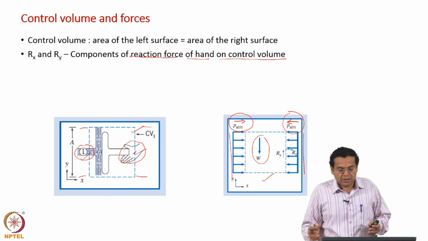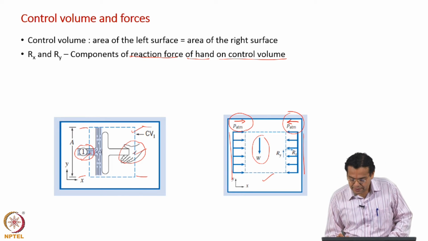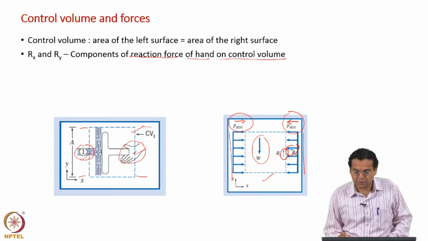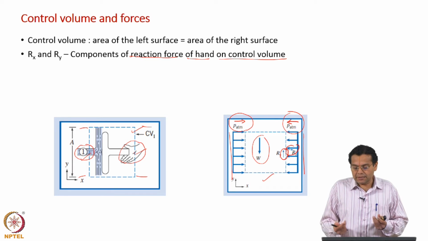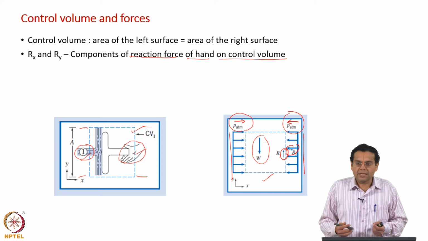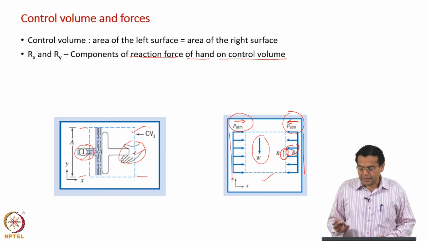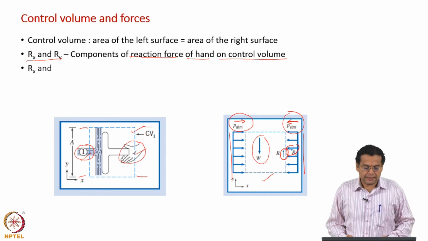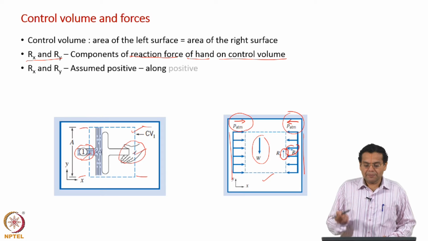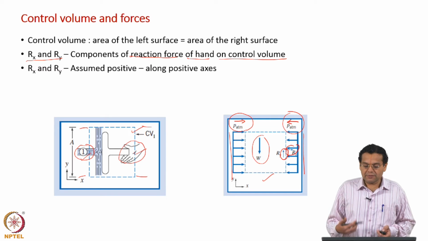Now, to begin with, we will not know what is the correct direction. So, by convention we take R x and R y to be positive along the x and y axis. Eventually, we may find out that it is negative, which then we will say we have to exert force in the opposite direction. But to begin with, and analyzing any example, we take the direction to be positive along the x axis and y axis. So, R x and R y are components of reaction force of hand on control volume, and then R x and R y are assumed positive along the positive axis. End result may not be same, it may be negative, we will have to interpret differently.